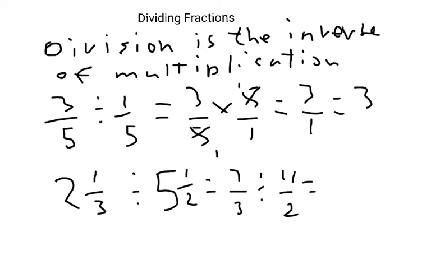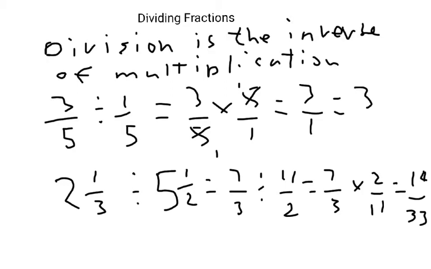Now we'll change it to a multiplication problem: 7/3 times 2/11. Whoa, these are all prime numbers. 7, 2, 3, and 11 are all prime. That means you know for sure there can be no reducing before you multiply. So it's 7 times 2, 14, 3 times 11, 33, and that's the answer, 14/33.